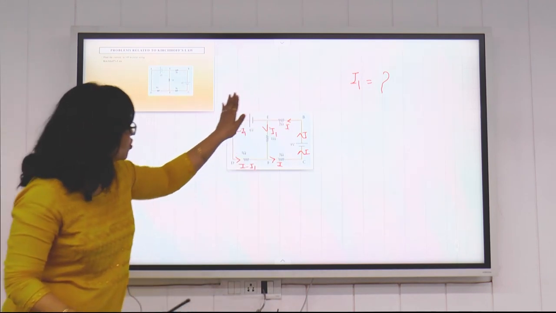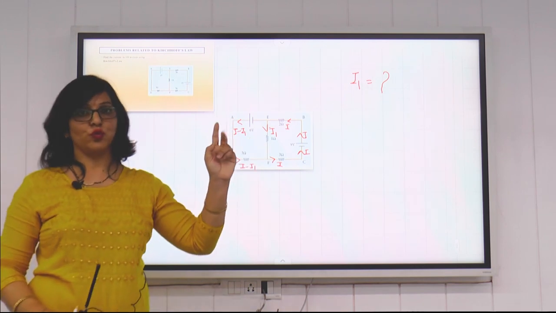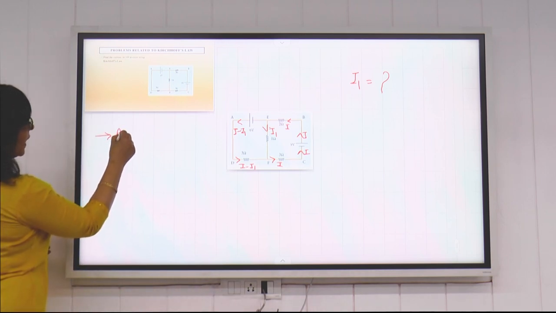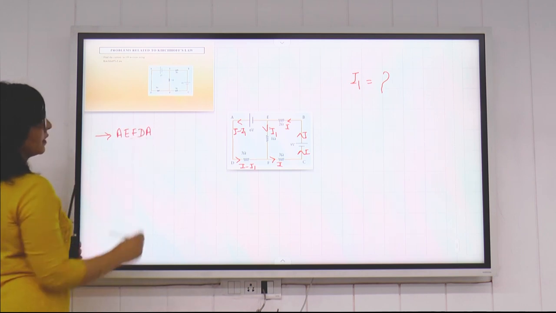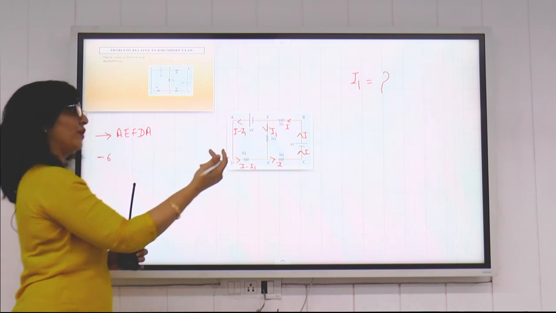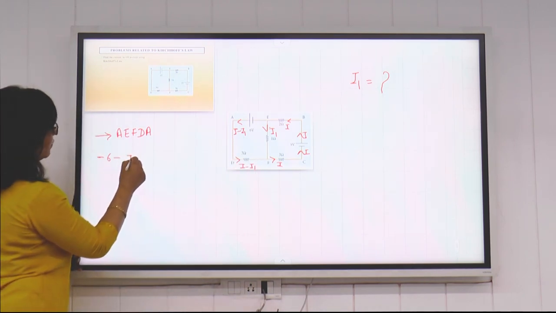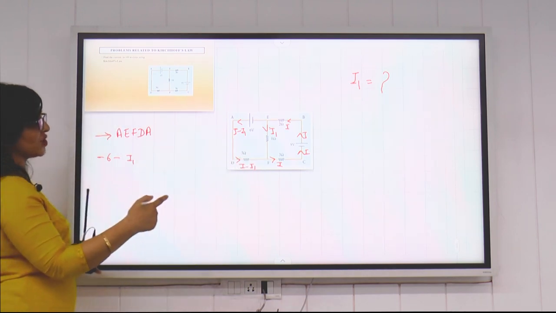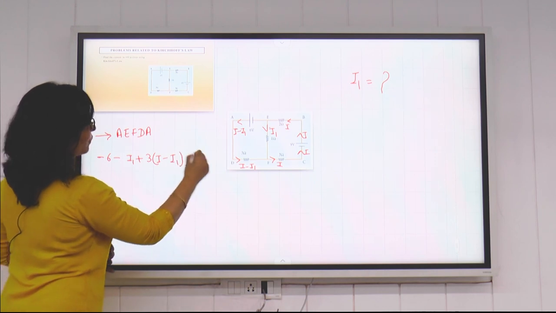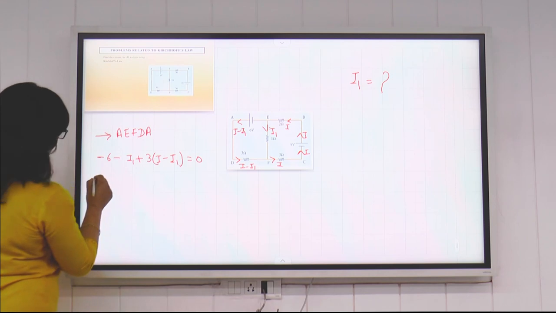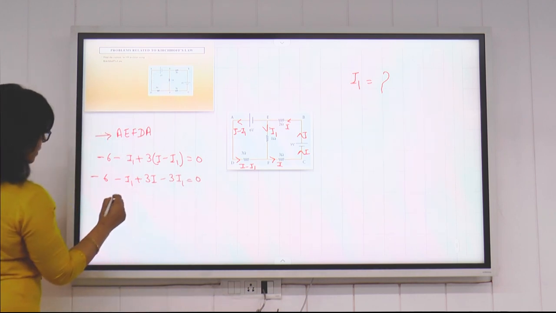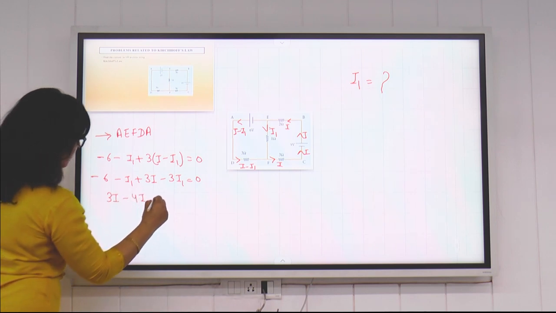As we see in the current distribution, the current is distributed into two unknowns. So we have to apply Kirchhoff's law for two loops. First we apply Kirchhoff's law in the loop A, E, F, D, A. In A to B, falling potential, so EMF is negative. E to F, we are moving in the same direction as the current, so the drop is negative. F to D, we are moving in a direction opposite to current, so it comes I into 3. The equation is minus 6 minus I1 plus 3I is equal to 0. It is 3I minus 4I1 is equal to 6.